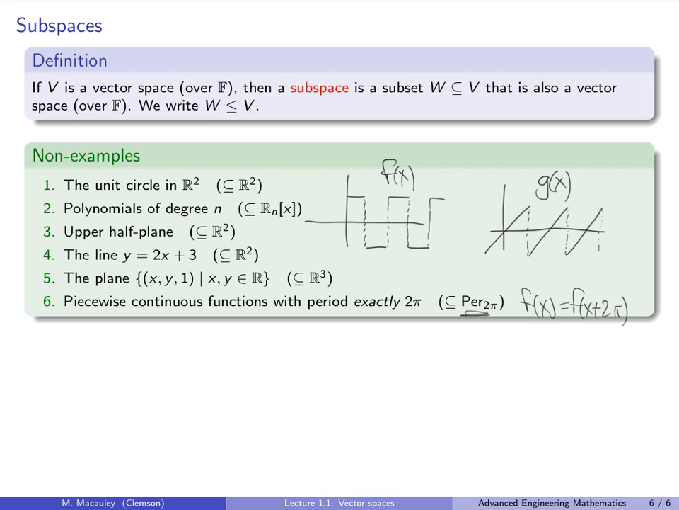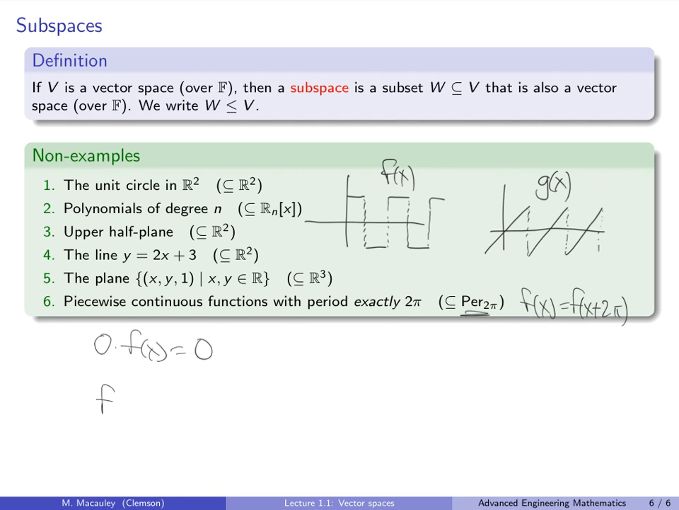So why is this not a vector space? Well, let's take any of these functions, say f of x, and let's multiply by 0, and we get the 0 function, and that is not a function with period exactly 2π. It satisfies this property, but it doesn't have a finite period. Well, so that's not the only reason why this is not a vector space. Let's do a more subtle example.